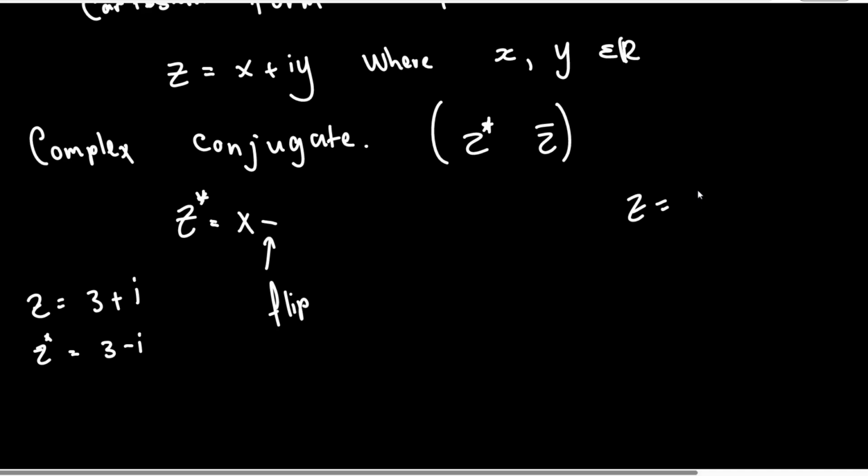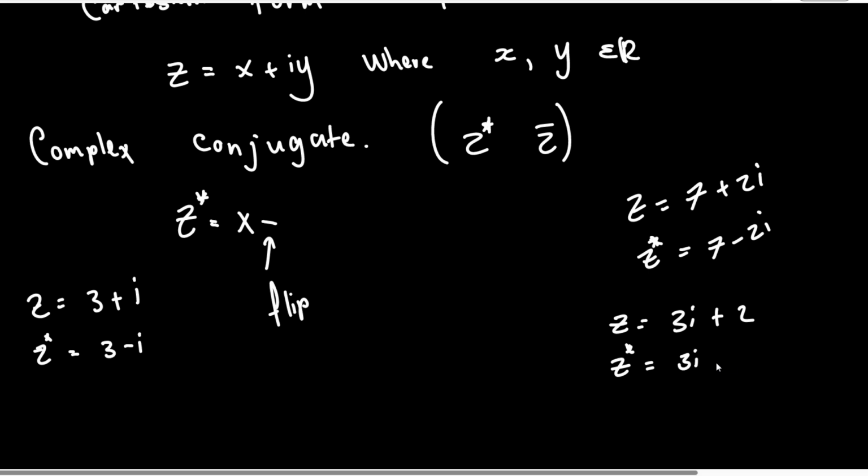Say we got z is equal to 7 plus 2i. Z star or z bar, depending on which curriculum you study, is going to be z minus 2i. What about something like this, though? Well, now you might be confused. What about if it's 3i plus 2? I mean, you just do the exact same thing, right? We just flip the middle symbol from positive to negative, negative to positive. So z minus 3i.